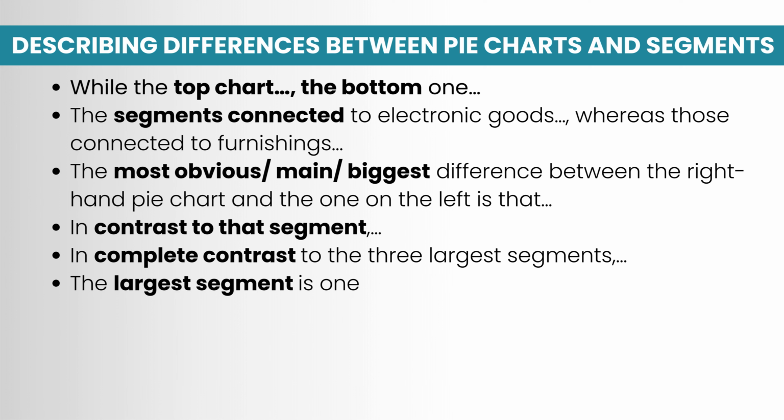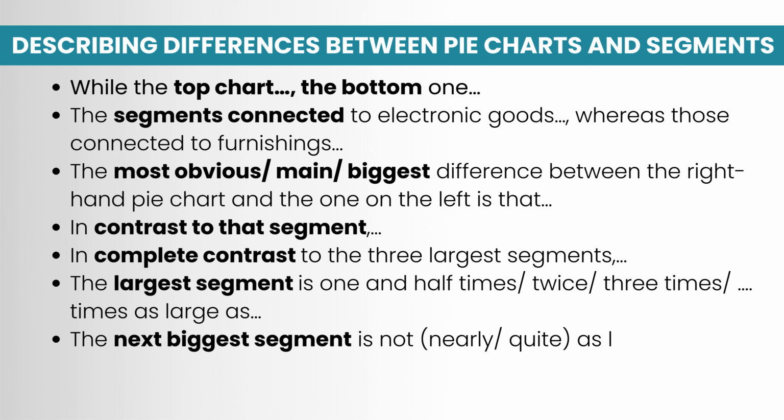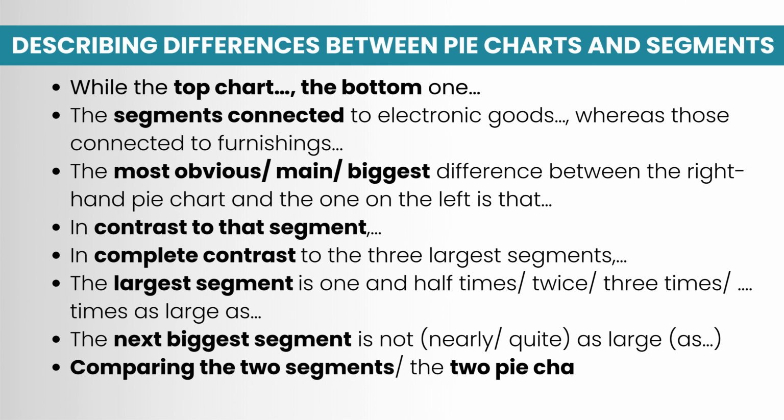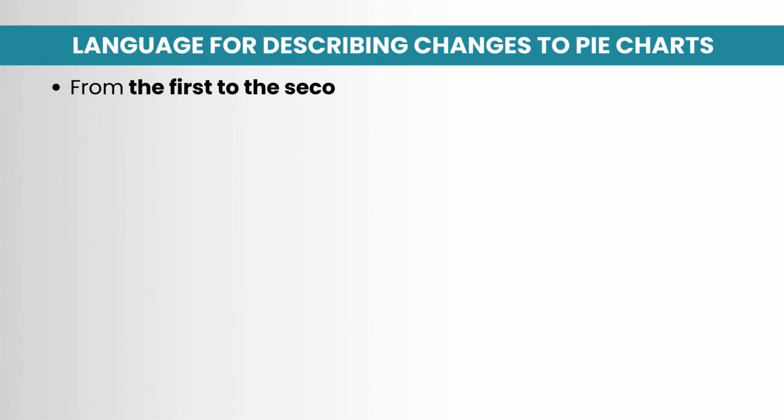The largest segment is 1.5 times, twice, 3 times as large as. The next biggest segment is not, nearly, quite as large as. Comparing the two segments, the two pie charts, we can see that.